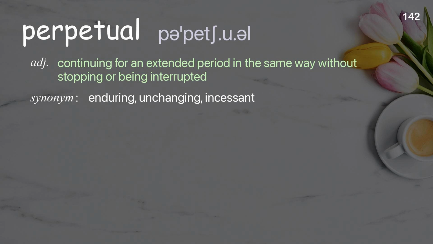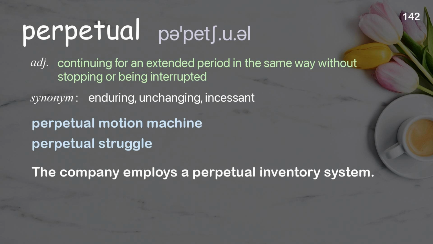Perpetual: Continuing for an extended period in the same way without stopping or being interrupted. Examples: Perpetual motion machine. Perpetual struggle. The company employs a perpetual inventory system.